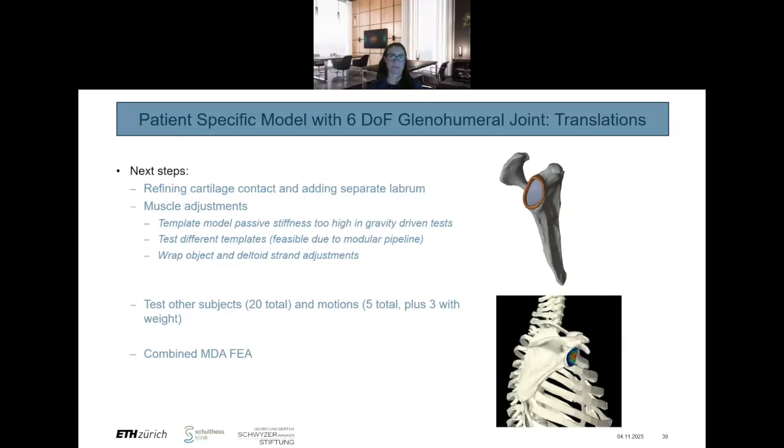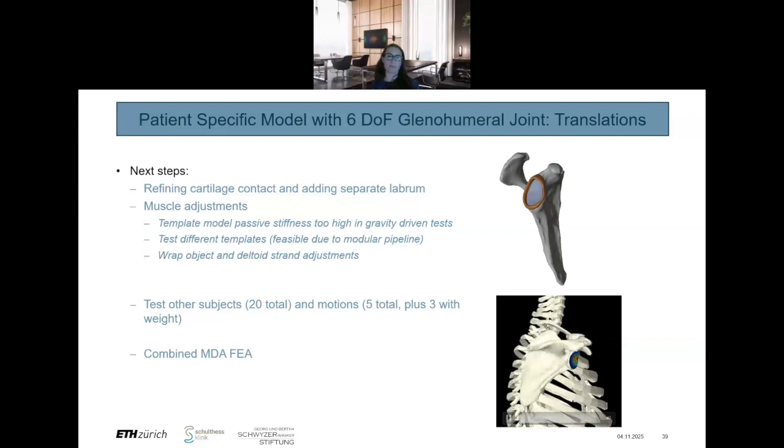So this is something that I really want to focus on in the next months to further develop the template model and even test different template models to really make sure that these muscle activations are as realistic as possible, and that also the muscle lines of action and wrap objects work throughout a range of motions, especially in terms of internal-external rotation, which can cause some issues with deltoid wrapping in most models. So that's something that I'm really interested in looking into.